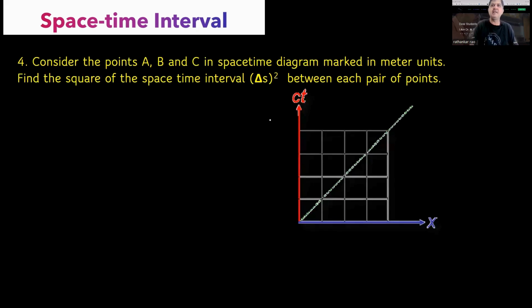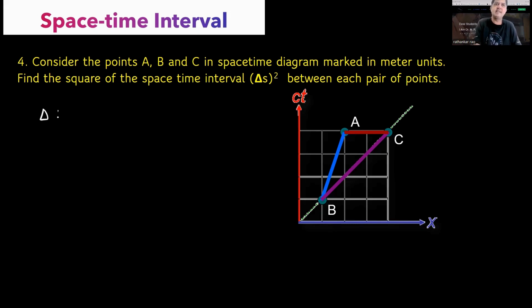So consider the points A, B, and C shown over here in the space-time diagram. Find the square of the space-time interval delta S square between each pair of points. So find out the distances between AB, AC, and CB. That is the value of delta S. See, this is not using something like your distance formula. So you have to find out the value of delta S. That's why this problem was given.